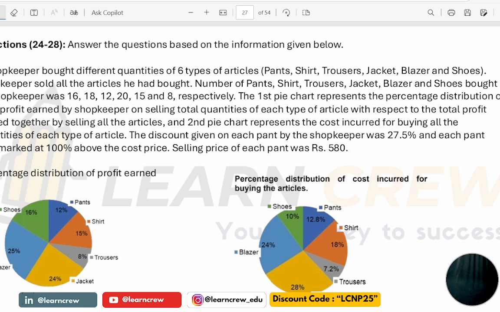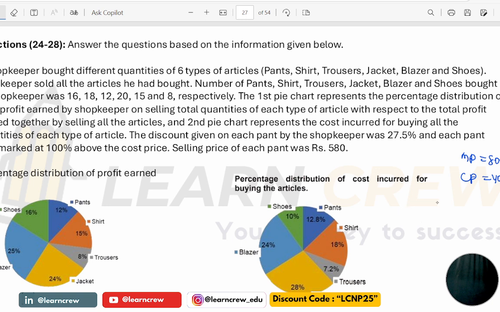It is question number 24 to 28. Market price of each article would be how much? The discount was given 27.5% and here we have selling price 72.5% is 580. If 72.5% is 580, then the market price would be how much? The market price would be, you will get as 800. Cost price would be 800 by 2, each pack would be 400.